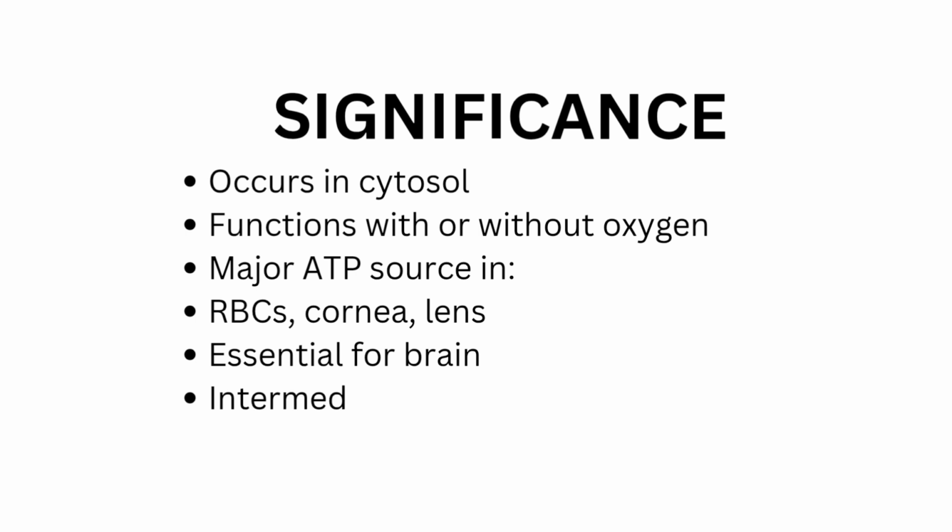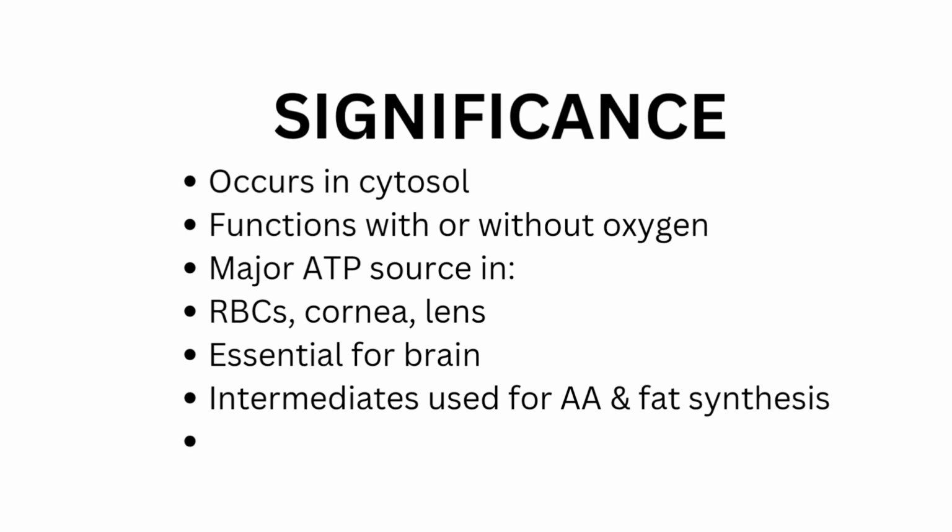It's also essential for the brain, which depends mainly on glucose for energy. In addition, the intermediates of glycolysis are used for the synthesis of amino acids and fats, and the reversal of glycolysis leads to gluconeogenesis. Now that we understand what glycolysis is and why it is so important, let's begin with the actual reactions of glycolysis.